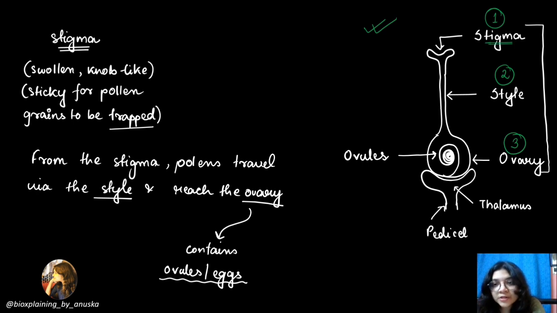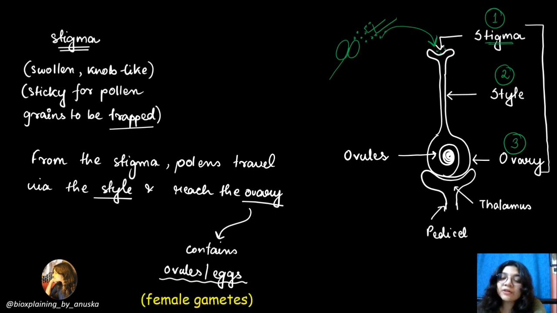So what is the function of the stigma? The stigma is a swollen knob-like structure, and from the male part, the pollen grains are being produced. So all the pollen grains come here and then they get deposited on the stigma. So we can say that the stigma is like a receiver for those pollen grains. Once the pollen grains land here and it is confirmed that same species pollen grains have come, then what happens is the pollen grain grows a pollen tube and it grows downwards via the style.